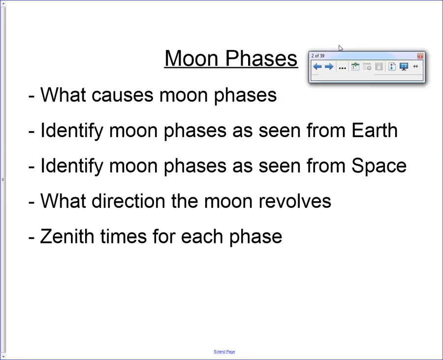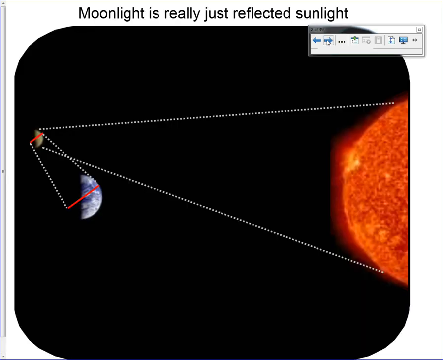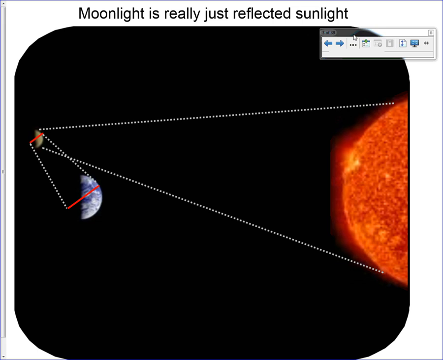So the learning objectives for moon phases are: what causes moon phases, identify them as seen from Earth, what do they look like as seen from space or from orbit, what direction does the moon revolve, and what are the zenith times for each phase. All right, so first off, what causes the moon phases?